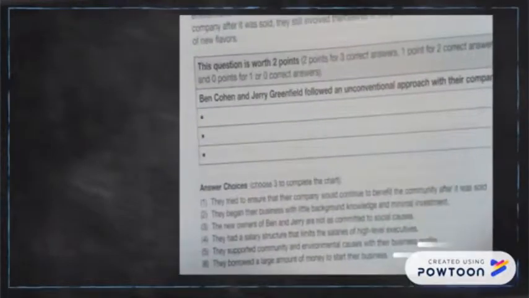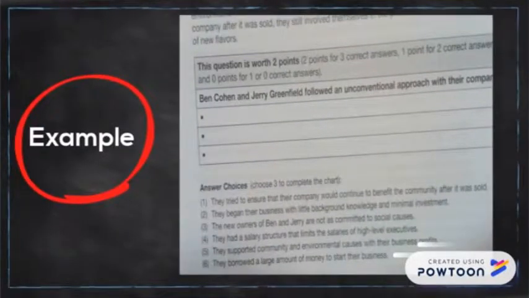As you can see in the example, we must choose the most important ideas that support this thesis from a list of 6 options following the chart. For this question, we must choose only 3 answers.